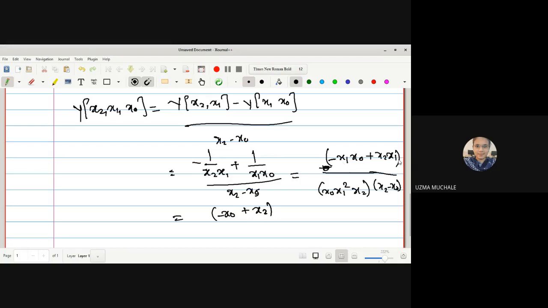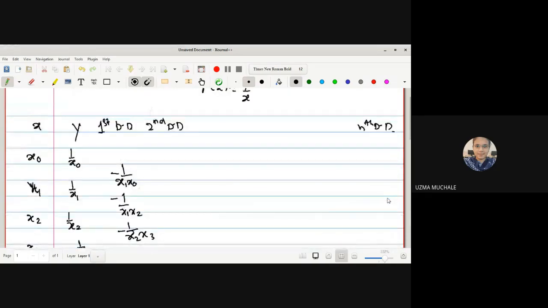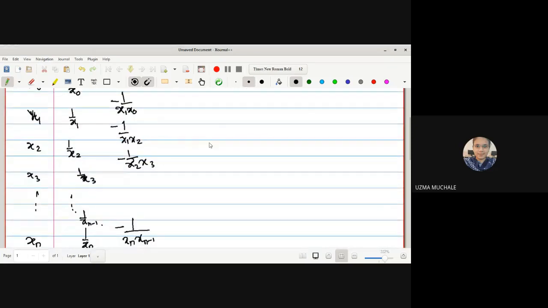If you have x1, x1, here is also x1, it will get cancelled. Here we have x0, x1, x2 into bracket x2 minus x0. So this x2 minus x0 will get cancelled. What remains is 1 upon x0, x1, x2. Getting me? So here I can write in the place of the second divided difference, the first one is 1 upon x0, x1, x2.